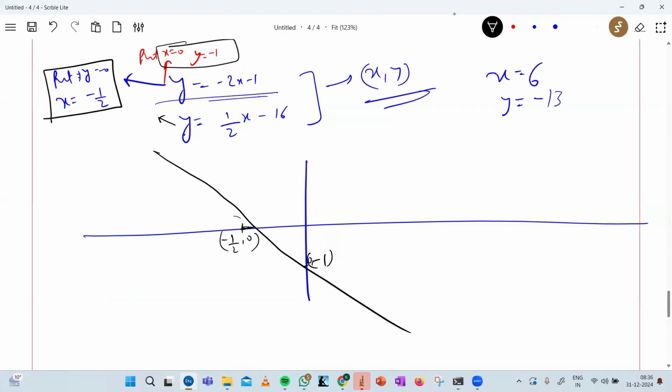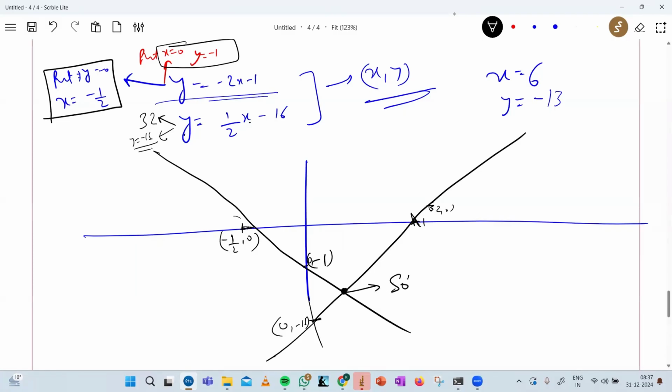Similarly, here by putting y 0, what is your x? 32. So it's somewhere here, 32, 0. By putting x 0, your y is -16. So I think it's somewhere here. So your line is like this. This is your point of intersection, this is your solution.